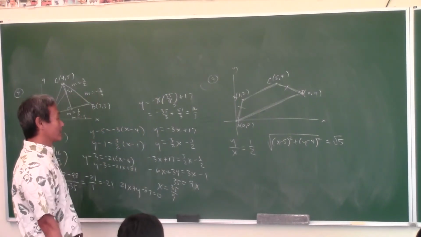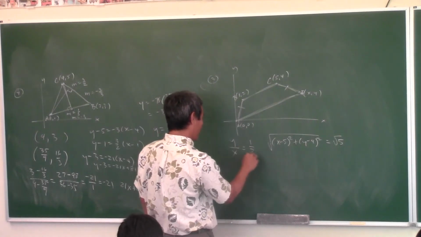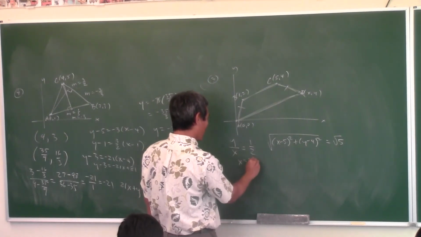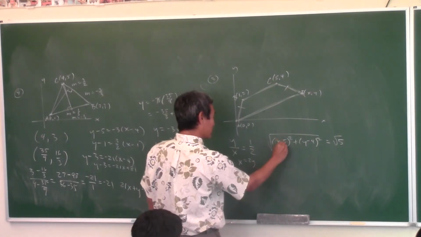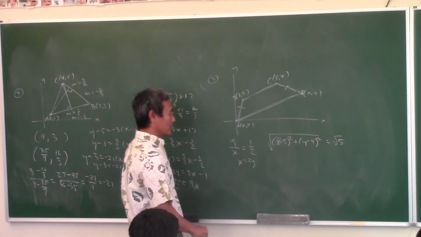Okay, I'm not gonna solve this for you. Probably what I would do is, look, if you cross multiply this thing, you get x equals 2y. So just substitute 2y right there, and then square both sides.